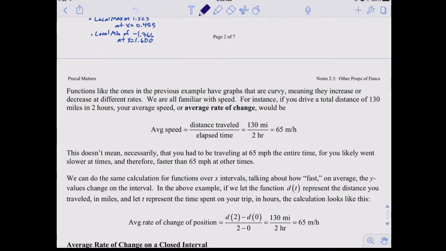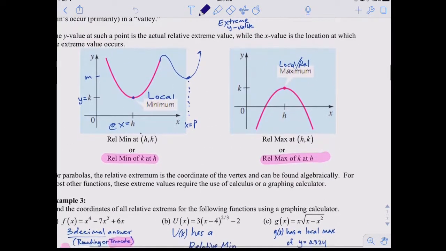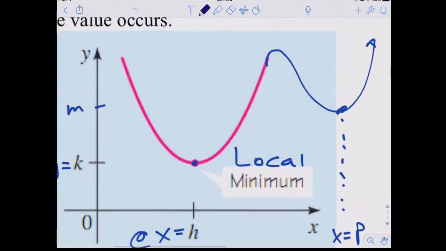Okay, so what we're going to do now is look at another application of these functions. These functions that we look at here, they're curvy. So the y values are changing as we go from left to right. And sometimes we might want to know how fast are they changing. Well, calculus answers the question, how fast are they changing at any given moment? Without calculus, all we can do is answer the question, how fast are they changing on an interval?